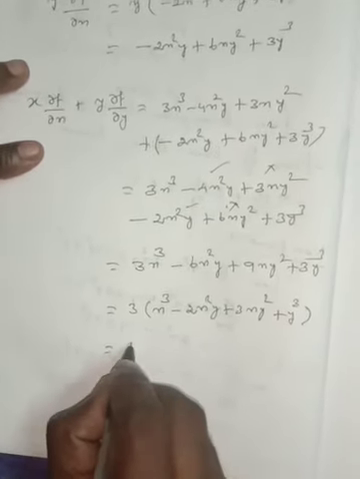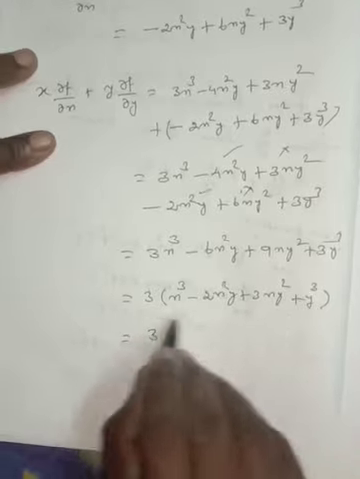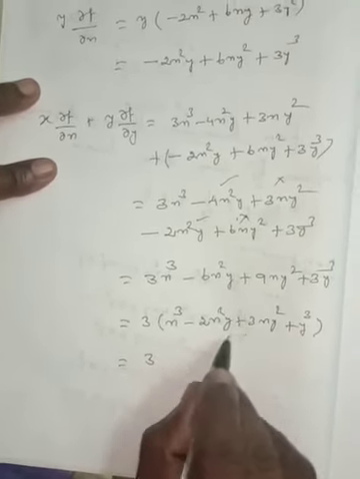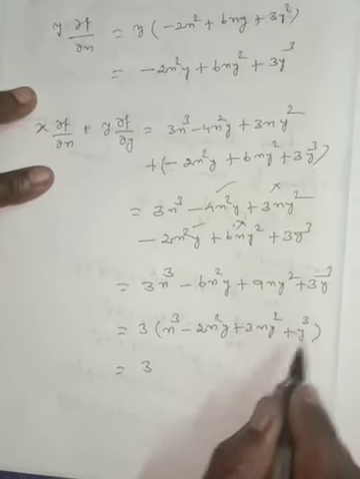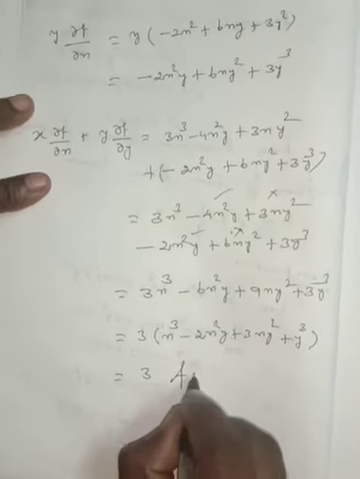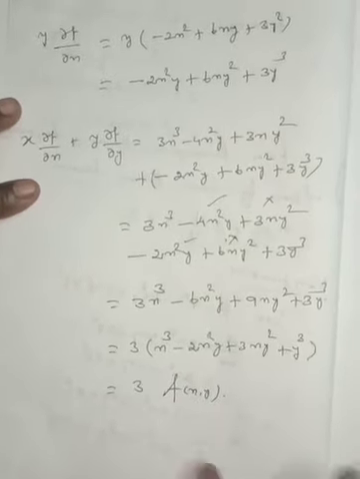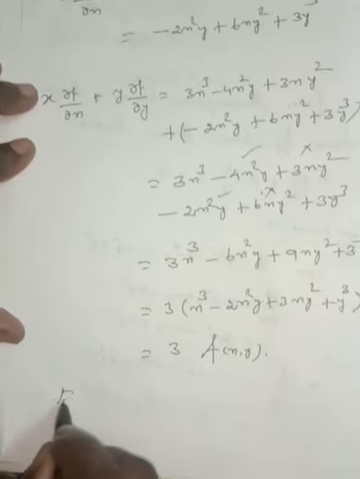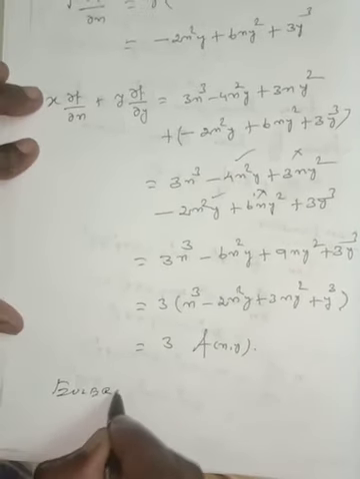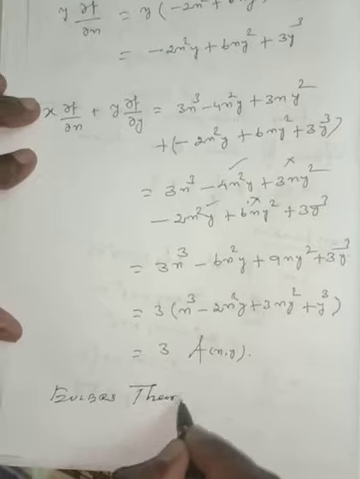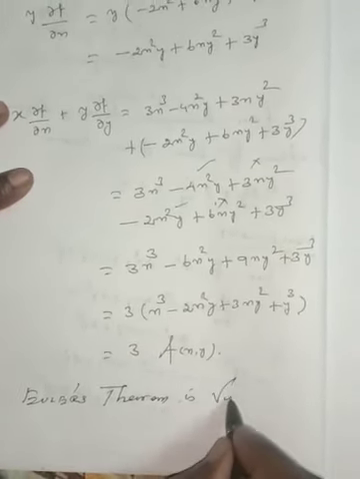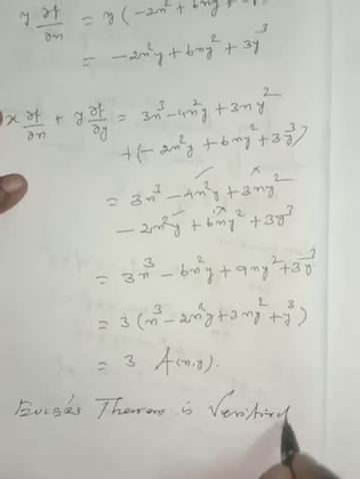is equal to 3 into f of x comma y, since it is given f of x comma y is equal to x power 3 minus 2x square y plus 3xy square plus y power 3. Therefore, Euler's theorem is verified.